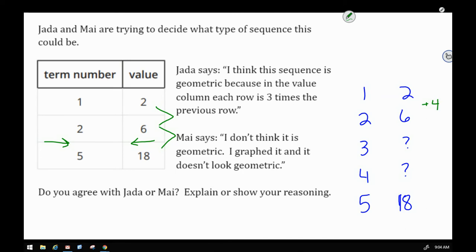2 plus 4 is 6, plus 4 is 10, plus 4 is 14, plus another 4 is 18. So mine is correct. Not Jada.